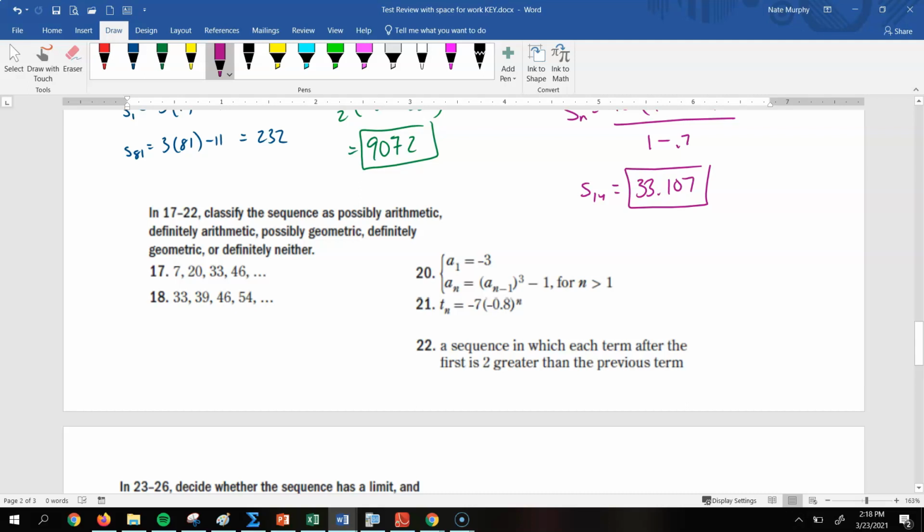So for the first one, going from 7 to 20, I would add 13. 20 plus 13 is 33. 33 plus 13 is 46. So from what I can tell, this is an arithmetic sequence.